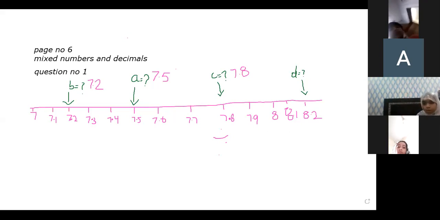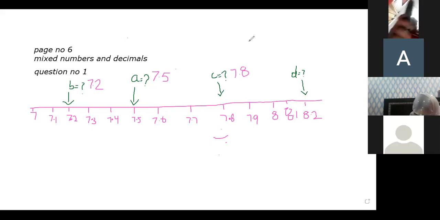Digit 8.2. Very good. It is on 8.2. Ashman, are you there or not? Tuba Khan, please tell me where D is standing. Teacher, 82. No, you cannot read it 82. You can see something is present between 8 and 2. Point. Yes, it's a point. So how are you going to read it? 8.2. Very good. So write your diaries first.